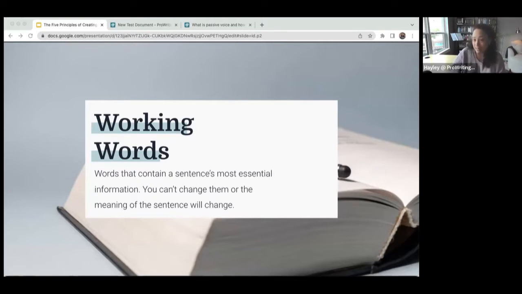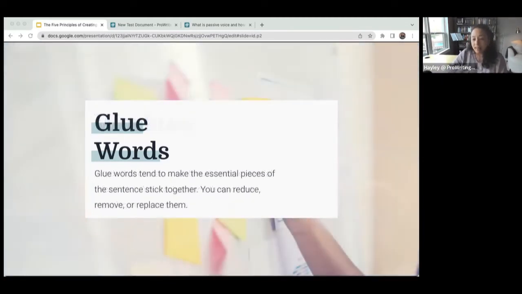So again, working words are the words that contain a sentence's most essential information. It's important to keep them in the sentence, or think about how they fit into the sentence, because if you change them, the meaning of the sentence is going to change, right? So those are working words. Everything else in a sentence is a glue word. So glue words are real words, they're words that are essential, but their job is to make the pieces of the sentence stick together. You can reduce, remove, or replace them, and the meaning of the sentence will not drastically change. So if I changed my sentence from Hayley delivered a webinar to Hayley delivered the webinar, the meaning of the sentence is not going to really change that much, right?